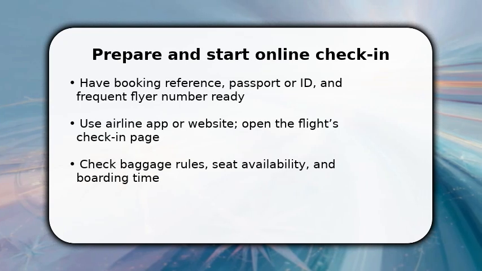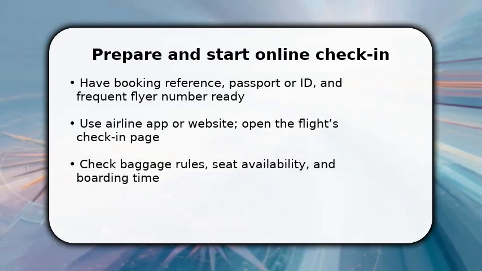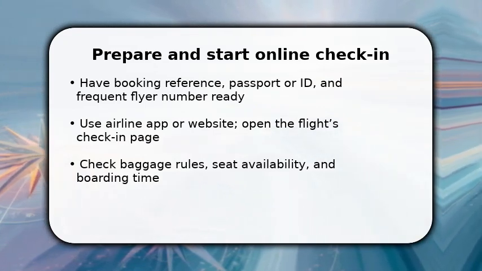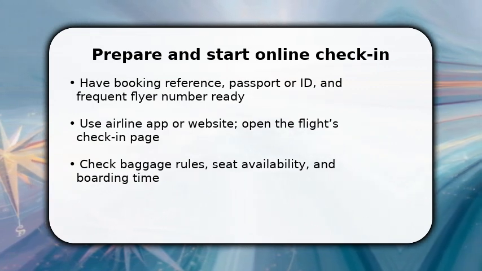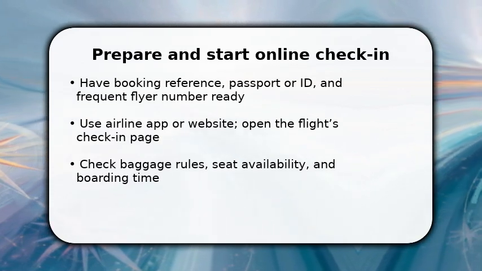You're starting check-in now. Open the airline app or website and go straight to the check-in section. Enter your booking reference and last name so the system pulls your reservation. Make sure your passport or ID matches the booking while you confirm frequent flyer details. This avoids delays at the airport.